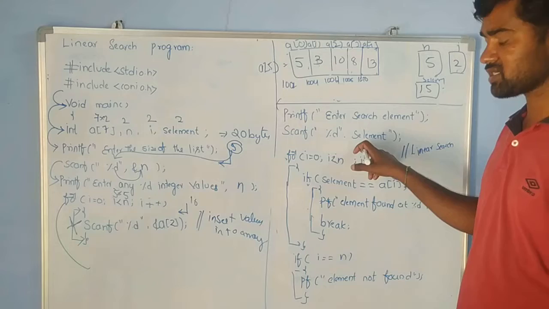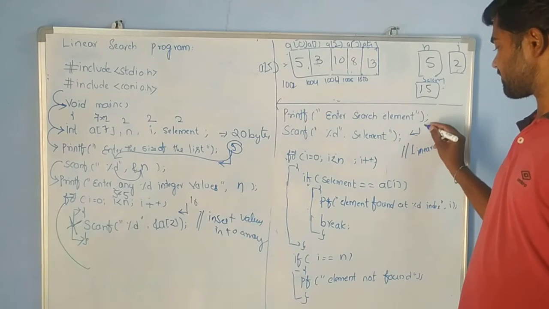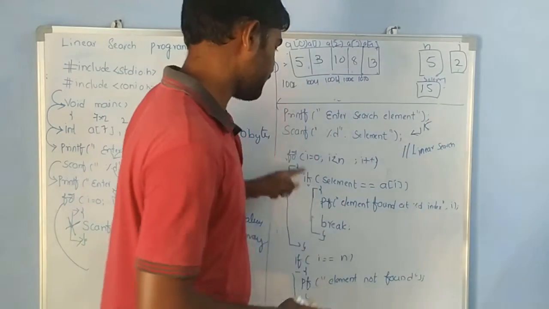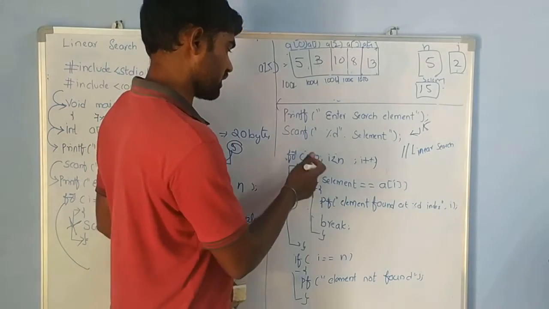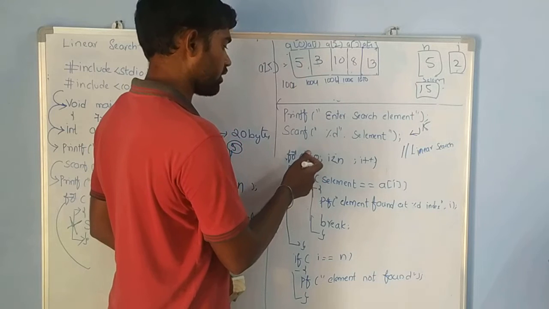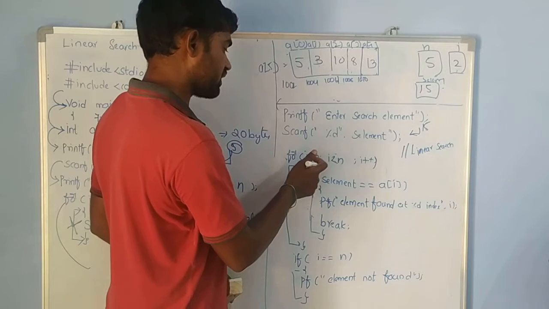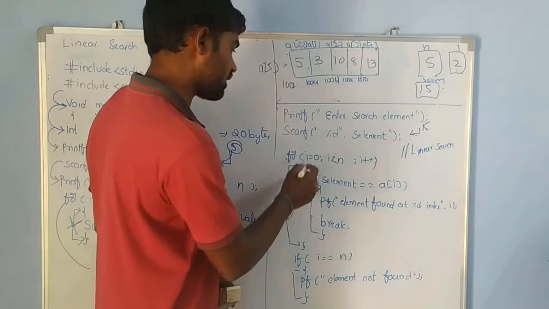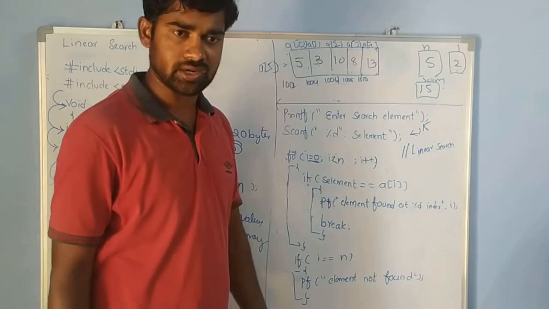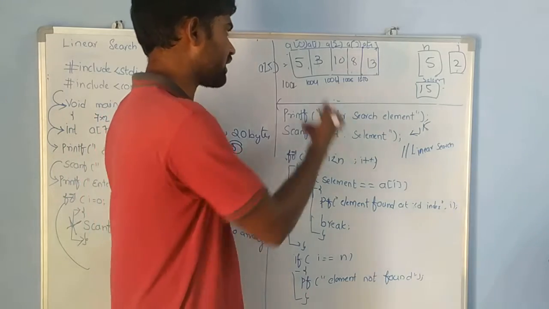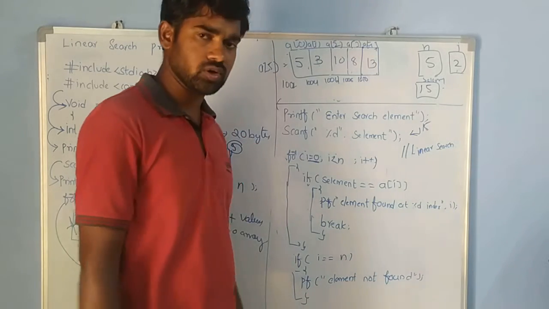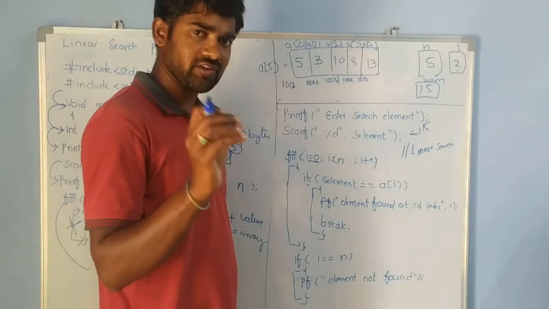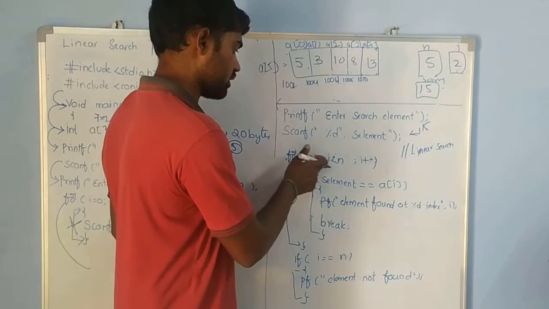So by using these two statements, the search element is now 15. Again the same procedure: I equal to 0. Why are we taking I equal to 0? Because array index numbers start from 0. If you would like to take I equal to 1, then you could initialize I equal to 1. But whenever you are taking arrays, the I value must be initialized with 0.